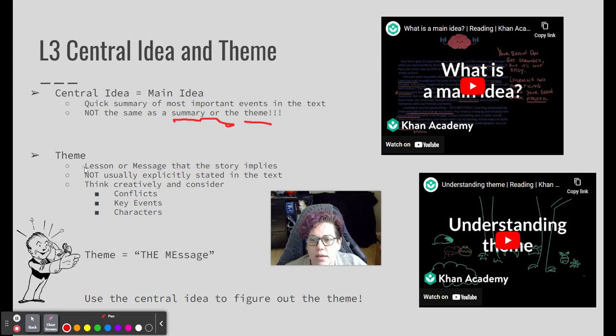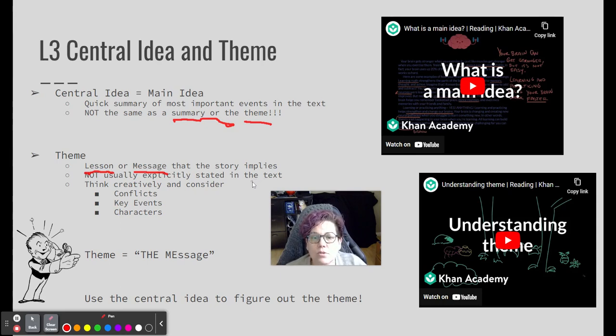Now your theme, on the other hand, is the lesson or the message that the story implies. And remember that that means that it's not usually explicitly stated in the text. We talked about explicit versus implicit. Explicit usually means that the author just writes it right there. I can copy and paste it right over. So for the theme, that's usually not the case. The author does not tell you what the theme is.